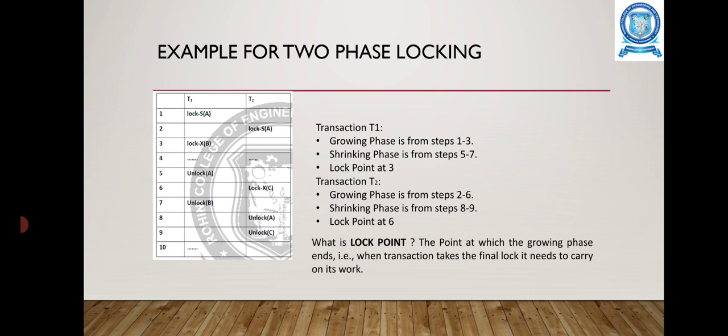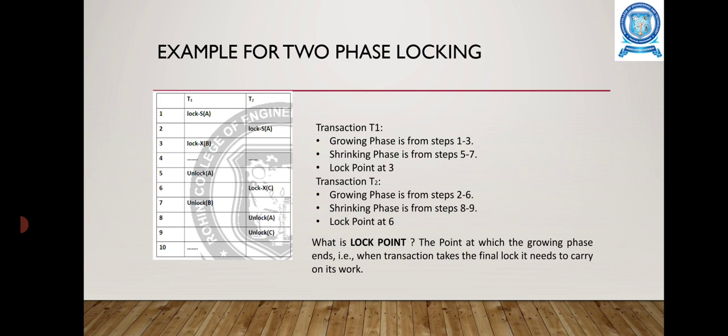The example for two-phase locking. First, the transaction T1. The growing phase is from steps 1 to 3. That means here the locks are made only. The shrinking phase is the steps from 5 to 7. This is all for transaction T1. And here the lock point is at step 3. That means all items are locked here. The lock point means the point at which the growing phase ends. When the transaction takes the final lock, it can carry on to do its other work.